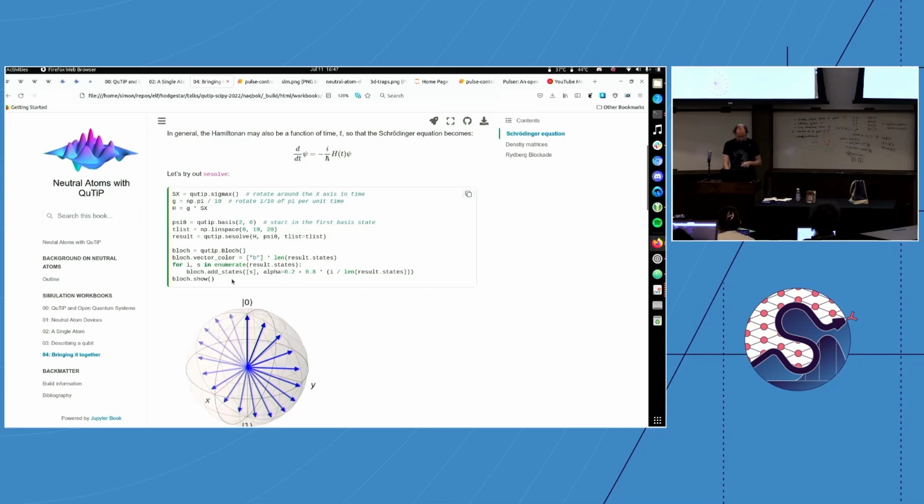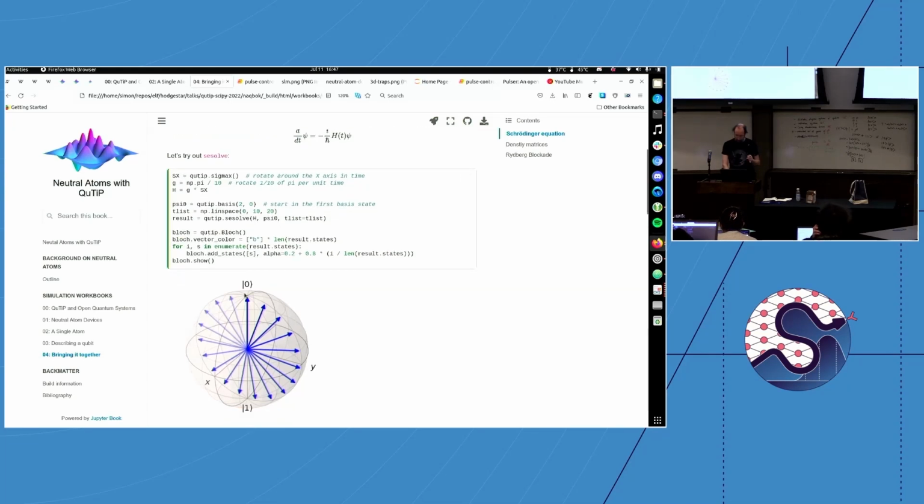Cool, and then we just plot everything on the Bloch sphere again. What I've done here is make the earlier states more transparent and the later states less transparent, so you can see what's happening. Here you can see we start at state 0, and then we rotate slowly around, and after 10 seconds we're back where we started.